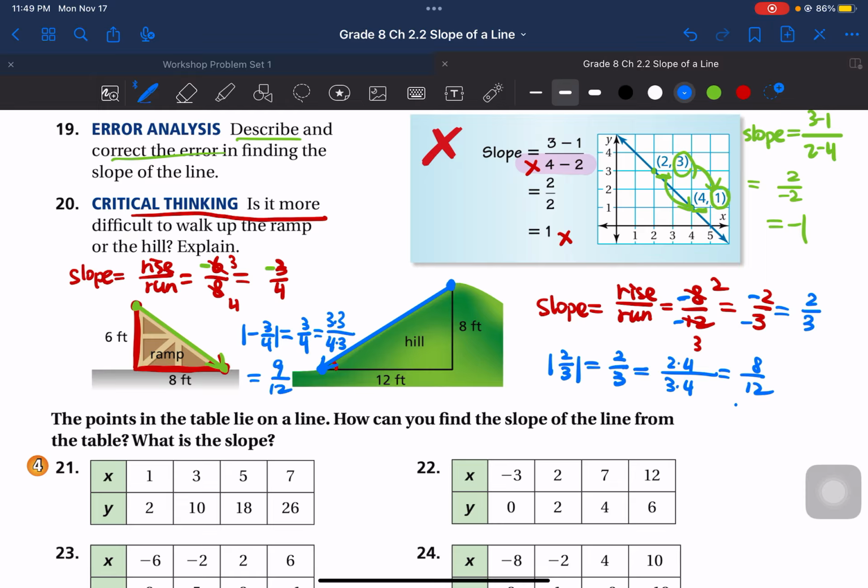So in this case, they will have the same denominator, and you will see 9 over 12 is bigger than 8 over 12, which means the ramp would be steeper. The steeper it is, the more difficult it is to walk up. So it says, is it more difficult to walk up the ramp? So your answer would be yes, because it's steeper. That is question 20.